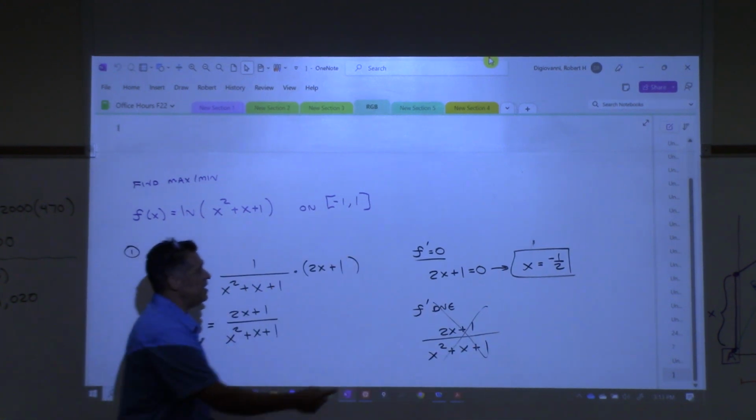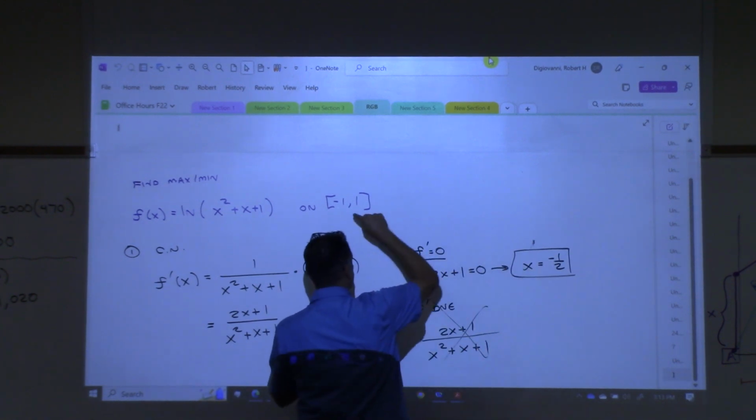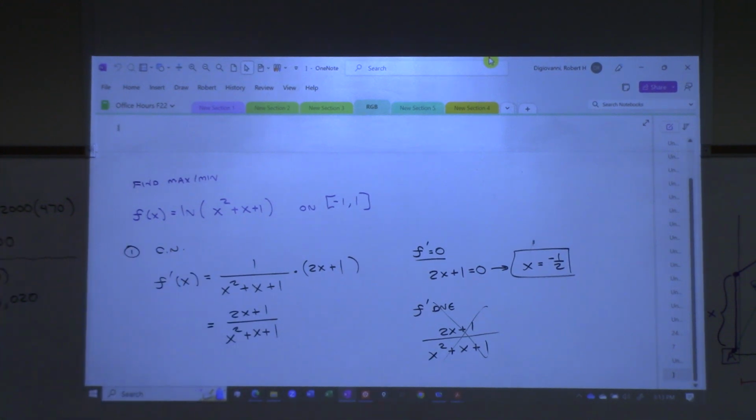Oh, I forgot to check. Is this in the interval? Oops. It is. It's in here, right? It's in there. So we have one critical number. We have two endpoints. We got to check them. All right?